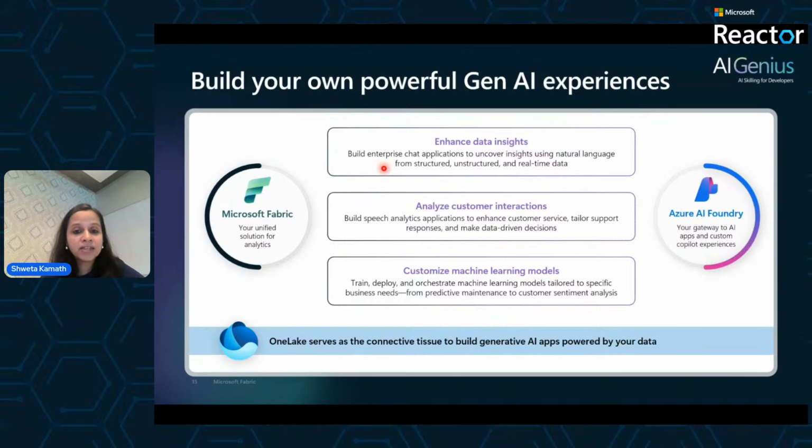So you could build enterprise chat applications to cover insights using natural language from structured, unstructured, real time data. Then you could analyze customer interactions, like build speech analytics applications to enhance customer service, tailor support responses, make data driven decisions. And then you could also customize machine learning models: train, deploy, orchestrate machine learning models tailored to specific business needs, from predictive maintenance to customer sentiment analysis. And what we say here is OneLake serves as the connective tissue to build Gen AI apps powered by your data. So it is using that OneLake which we saw, which is the unified platform that allows you to very easily build your AI applications, and you could easily uncover insights.